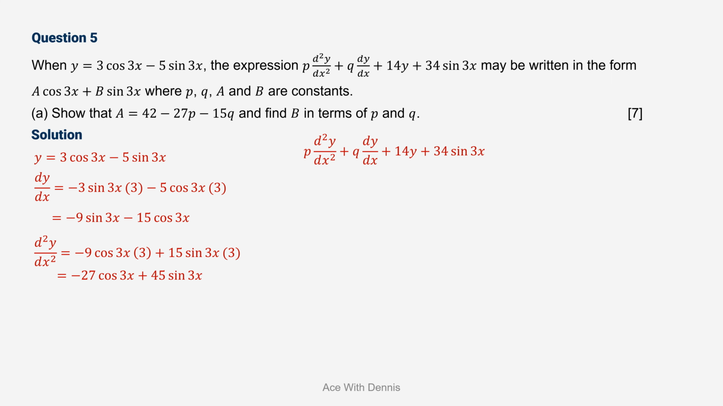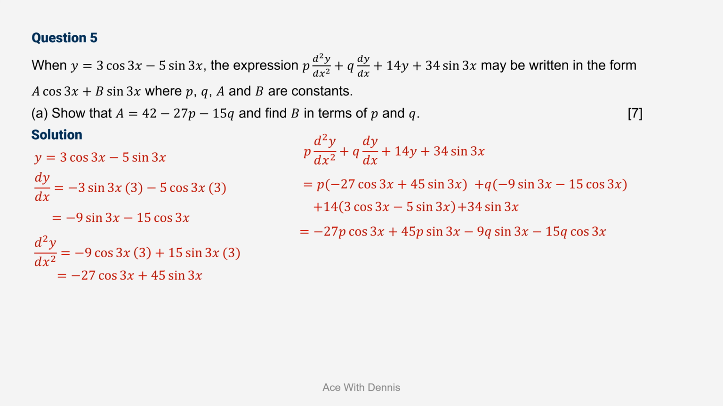Next, given the expression p d squared y over dx squared plus q dy over dx plus 14y plus 34 sine 3x, we substitute d squared y over dx squared, so it becomes p times negative 27 cosine 3x plus 45 sine 3x. Then next we substitute dy over dx, it becomes plus q times negative 9 sine 3x minus 15 cosine 3x. And also the y, so we will have 14 times 3 cosine 3x minus 5 sine 3x. And lastly, copy the last term, plus 34 sine 3x.